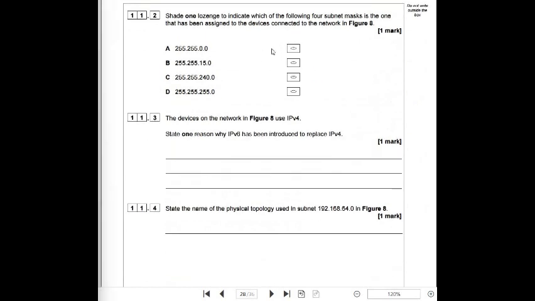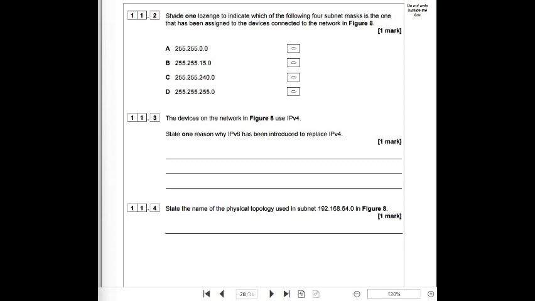Part 2. Shade 1 lozenge to say which of the following four subnet masks is the one that's been assigned to the device to network configuration. Process of elimination. It's not going to be 0, 0. It's not going to be 15, 0. It's not going to be 255. So the answer is going to be 255, 255, 240, 0. Bosh.